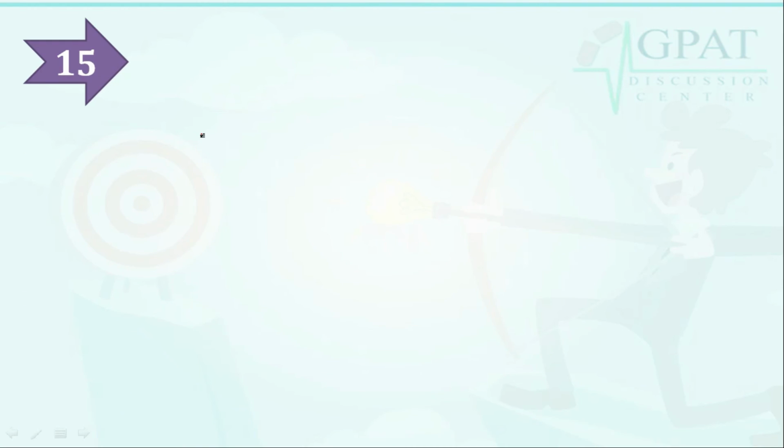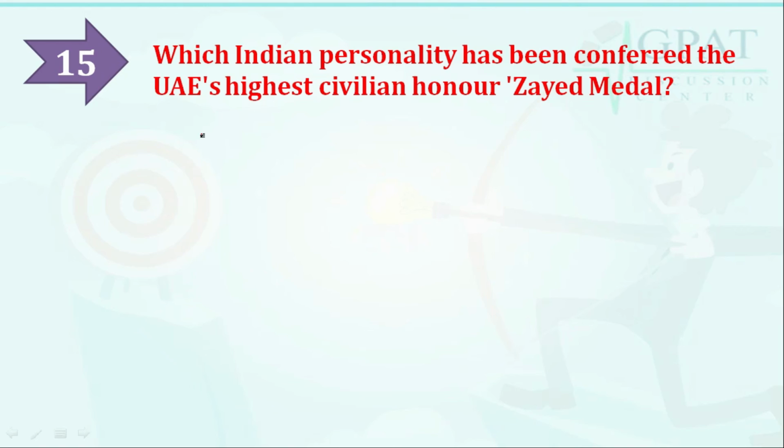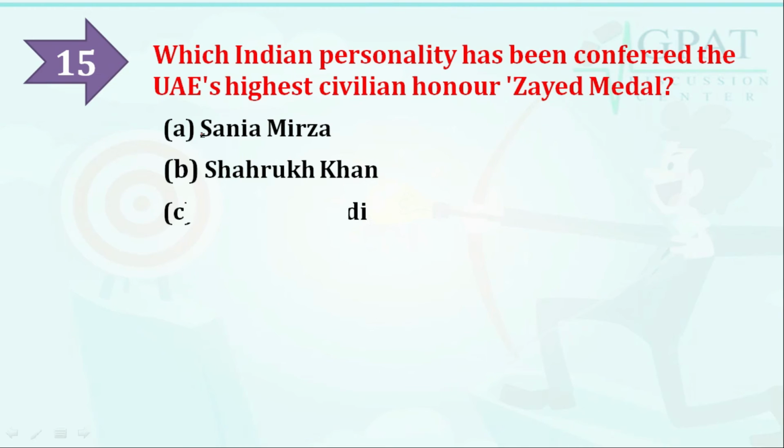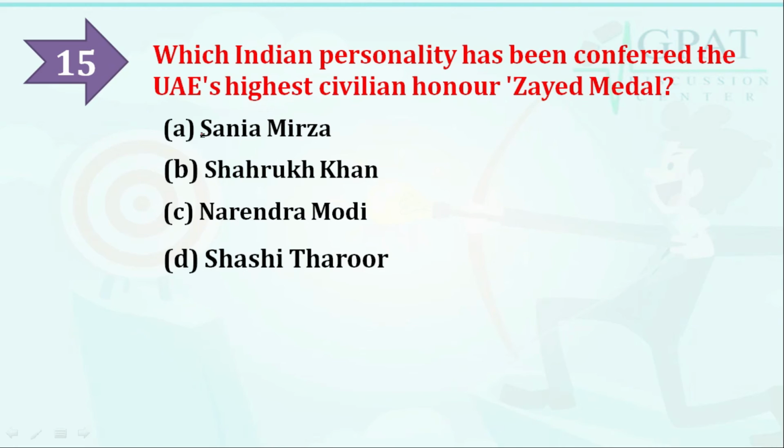So moving on, the next and last question of this video: which Indian personality has been conferred the UAE's highest civilian honor, that is the Zayed Medal? The options are: option A is Sania Mirza, option B is Shah Rukh Khan, option C is Narendra Modi, option D is Shashi Tharoor. The correct answer is Narendra Modi. Modi is the only Indian personality to be conferred the UAE's highest civilian honor, the Zayed Medal.